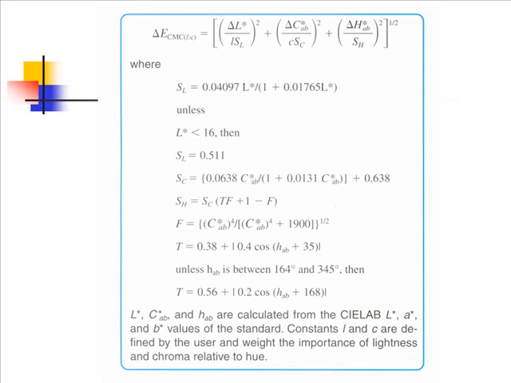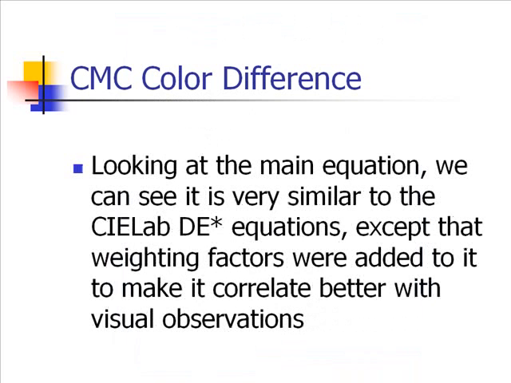A couple of things here. Constants L and C are defined by the user and the weight, the importance of lightness and chroma relative to hue. We can actually weight each of those values a little bit different based on what our actual data shows. So that gives the equation much more flexibility to account for differences in different parts of color space. And that's where the value comes from. So again, looking at the main equation, we can see that it's very similar to delta E, except that the weighting factors were added to make it correlate better with visual observation.